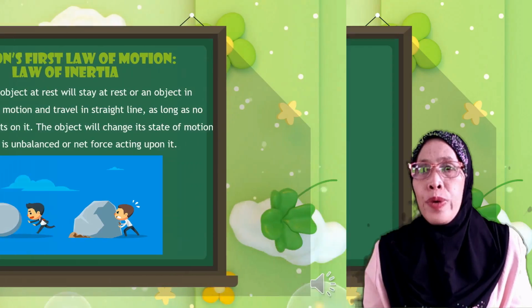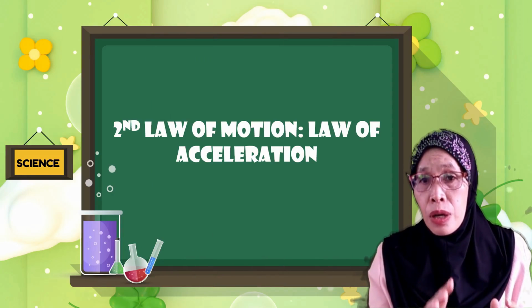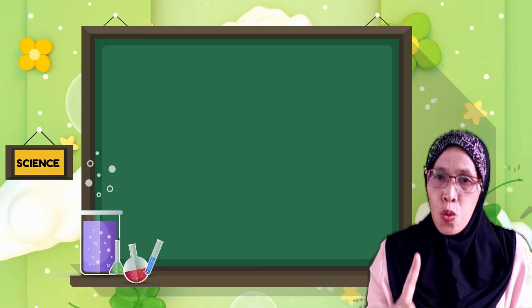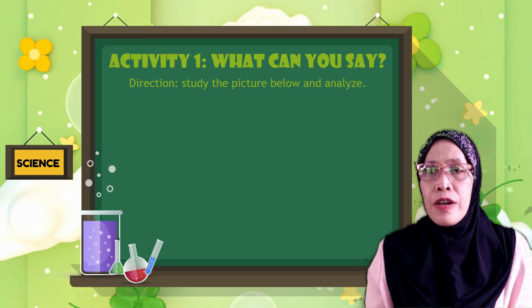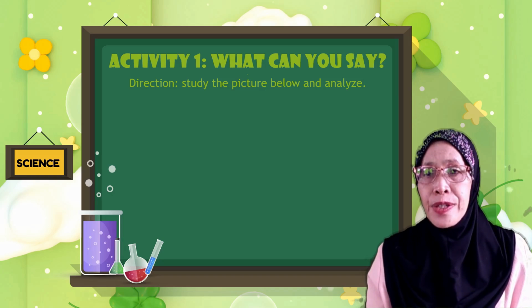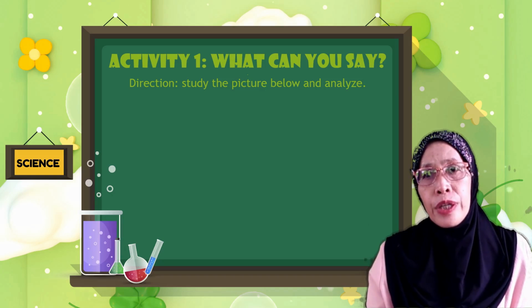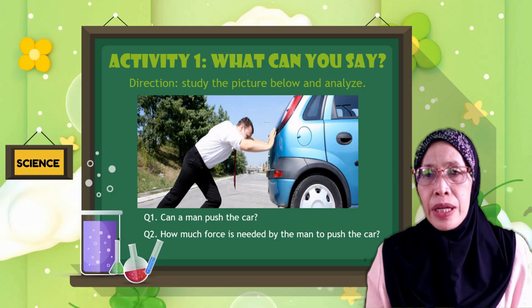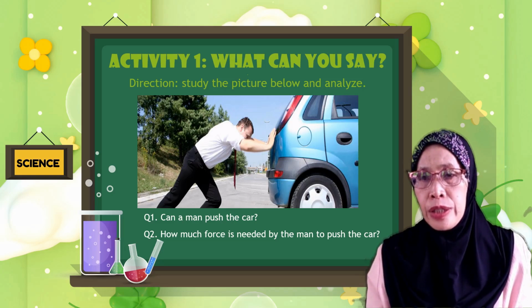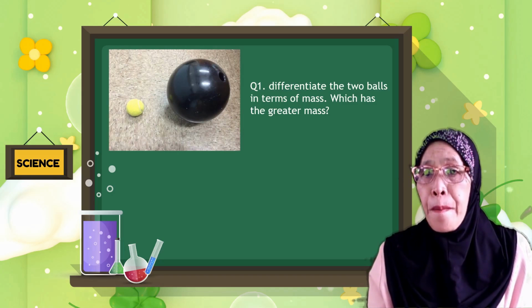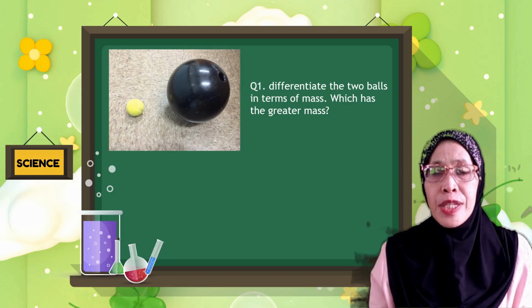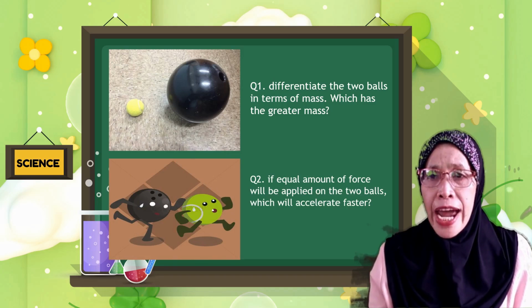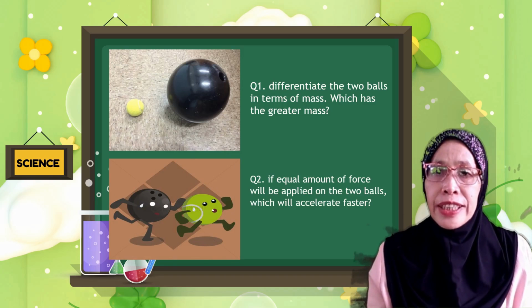Now, we move on to the second law of motion, known as the law of acceleration. Let us try some activities first. Activity 1. What can you say? For this activity, study the pictures given below and answer some questions. For the first picture, can a man push the car? If yes, how much force is needed by the man to push the car? Next picture. Which ball has greater mass? That's right. The bowling ball has greater mass. Now, which ball will accelerate faster? Correct. The tennis ball will accelerate faster than the bowling ball.